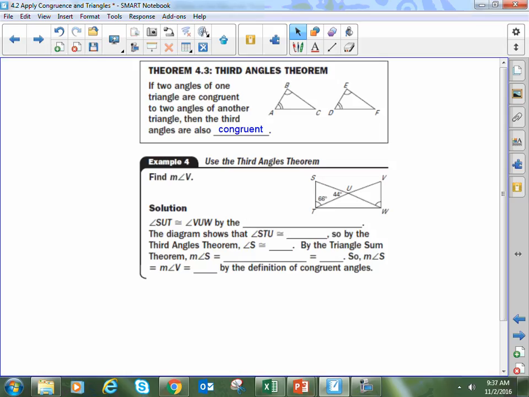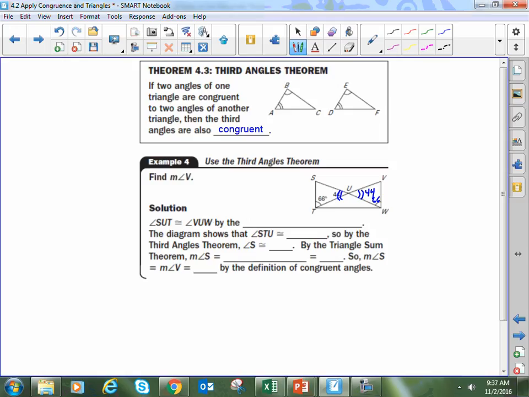So here, find the value of the measure of angle V. Okay. So looking at the diagram here, we know we have some angles that are the same. Here, we know that this has to be 66 because they're marked to be congruent. And here, angle VUW and SUT, those are congruent. Those have to be congruent because they're vertical angles. So the two angles that we see in the two triangles are the same. Therefore, the third angles at S and V also have to be the same.